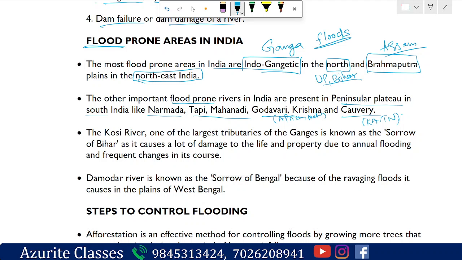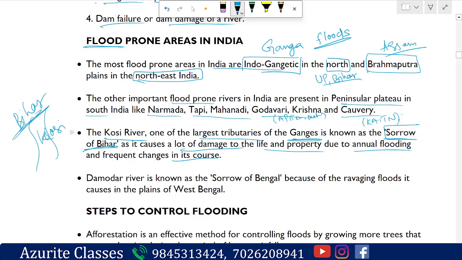Understand? Next point, the Kosi river, one of the largest tributaries of the Ganga, is known as the sorrow of Bihar. Why the sorrow of Bihar? Because it causes a lot of damage to life and property due to annual flooding and frequent changes in its course. This river flows through the state of Bihar, and every year it floods. If it floods, it will damage property and all. That is why it is named so. Sorrow means dukh, right?